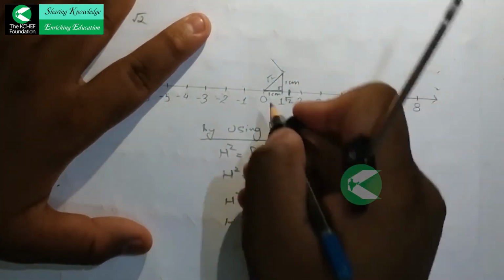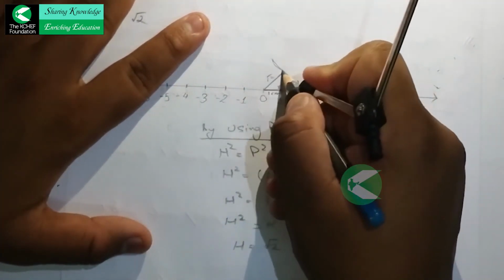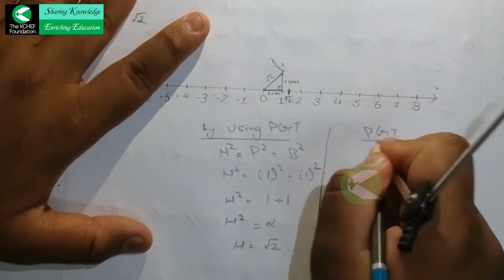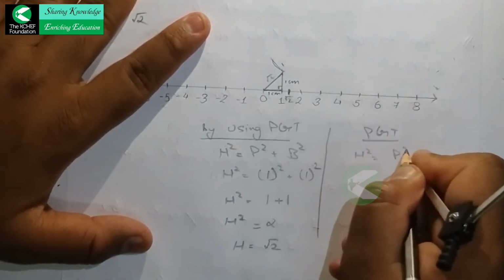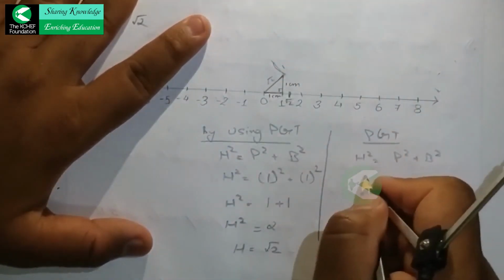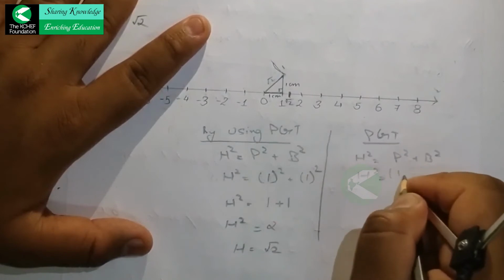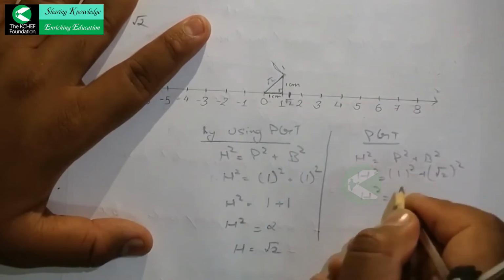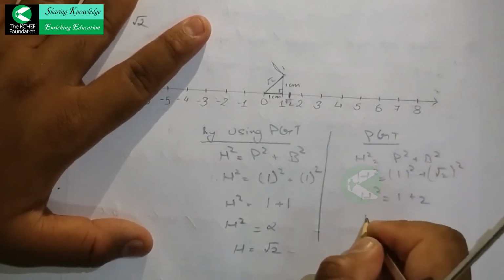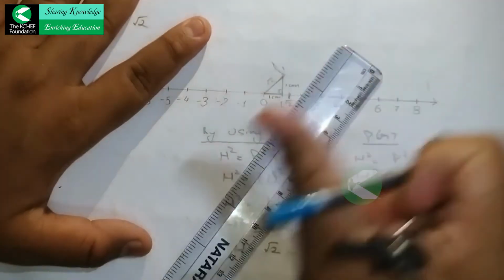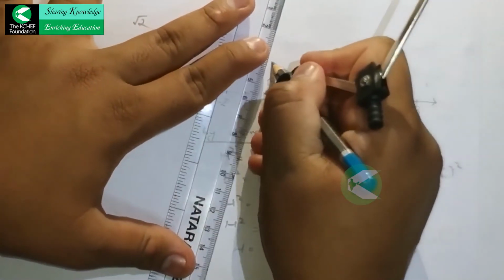Okay, now as you can see, this length is root 2, this length is 1 centimeter. So again we are using the Pythagoras theorem, hypotenuse square equals perpendicular square plus base square. This time our base is root 2 and our height is 1. So hypotenuse square equals height 1 square plus base root 2 square. H square equals 1 square, which is 1, plus root 2 square, which is 2. So h square equals 3. H is equal to root 3. So now we came to know that this hypotenuse length is root 3.